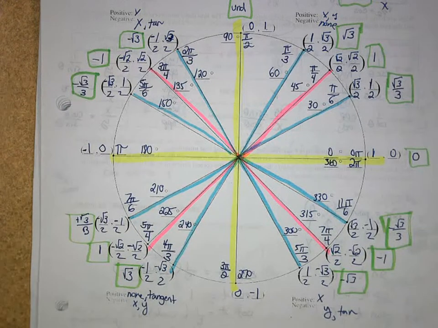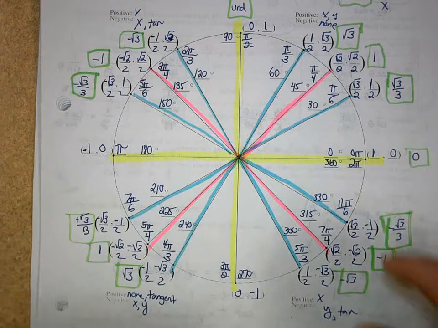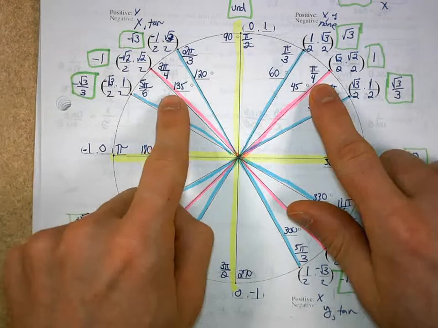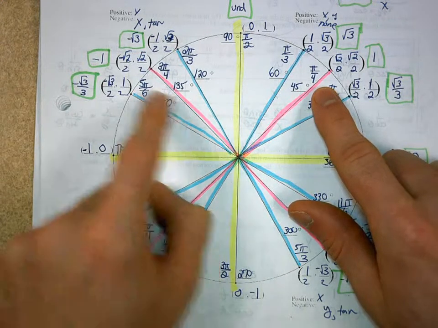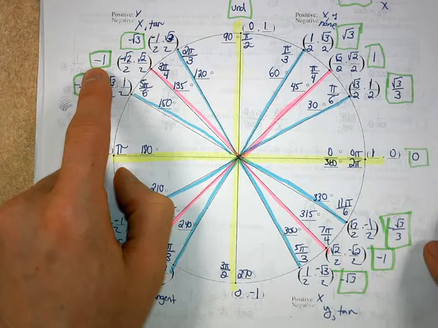Realistically, once you've got the first quadrant memorized and down cold, in your head you can then start reflecting the different angles. So for example, if I were to ask you what is the tangent of 3 pi over 4, if you know that the pi over 4 reflects over to the second quadrant, and you know that tangent is negative in the second quadrant, you know negative 1.